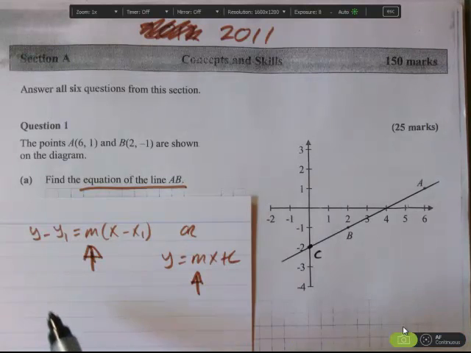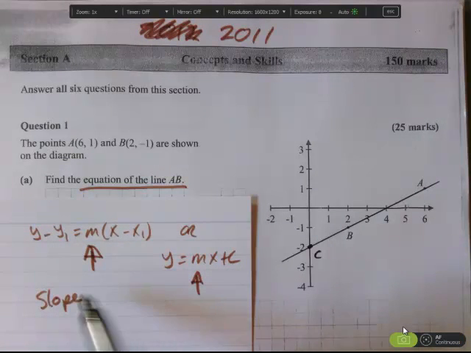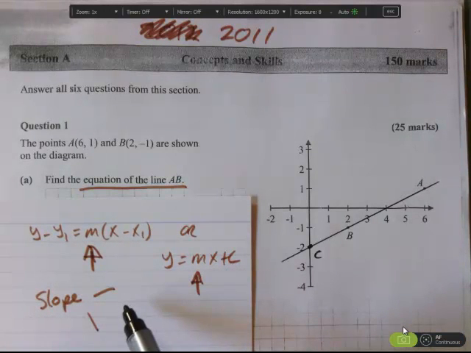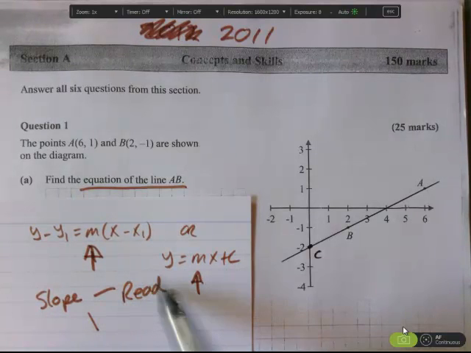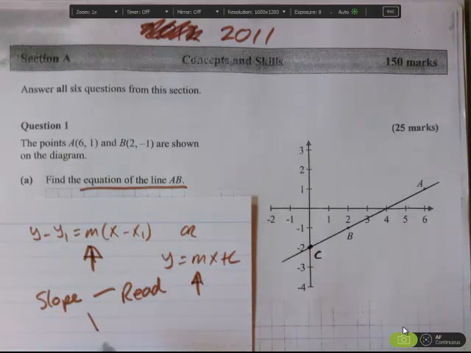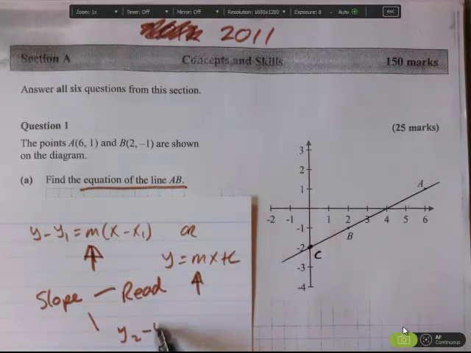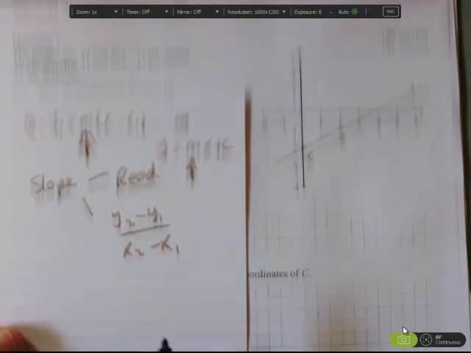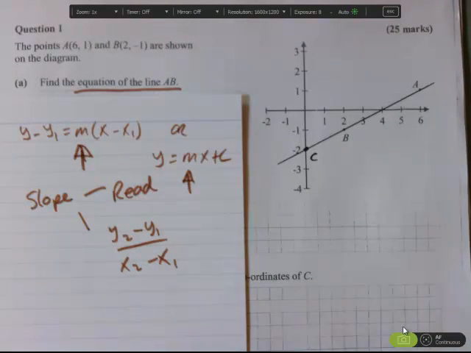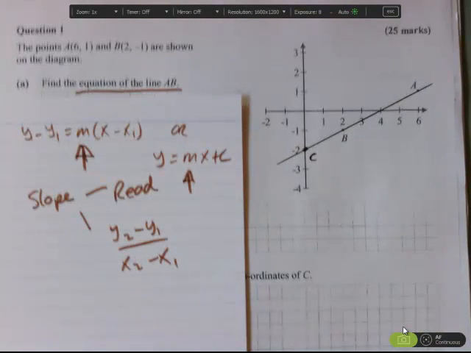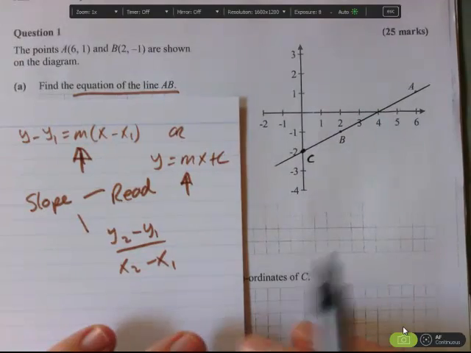When it comes to slope, again, we've got 2 ways. We can read it from the graph, or we can use y2 minus y1 over x2 minus x1. Is that going off the screen, Tiz? Okay. So we can use either of those 2 there. Alright. So I'm going to start with reading from the graph.